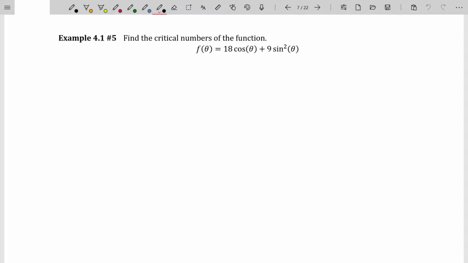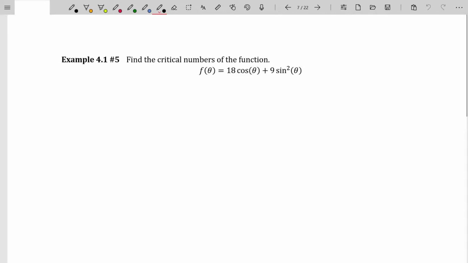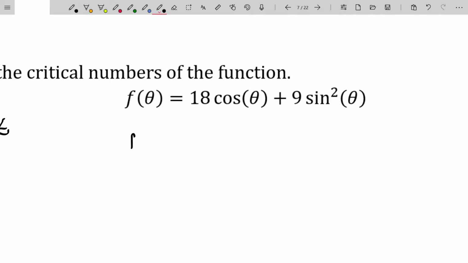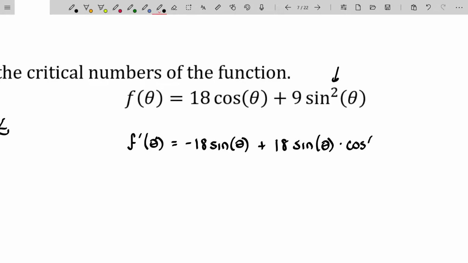Find the critical numbers of this function. Again, you want to find out where f prime is equal to 0 or where f prime does not exist. Great. So let's first find f prime. F prime of theta is equal to a negative 18 sine of theta plus, this is a chain rule because it's a square of something. So the derivative of a square of something is twice that something to the first power. So that's 18 sine of theta to the first, and then times the derivative of sine, which is the cosine of theta. There you go.